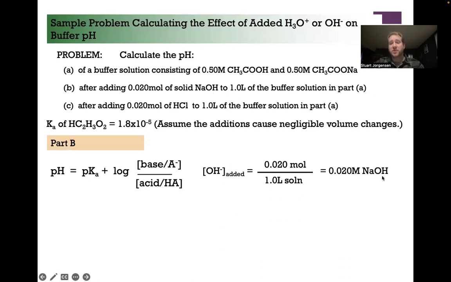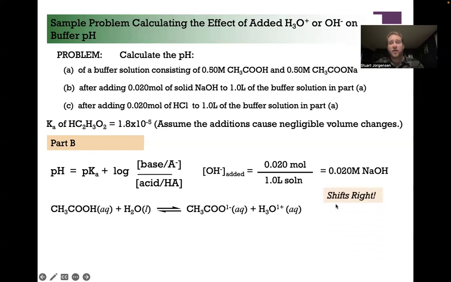Because we know when we solve for a molarity of our base, we end up with this molarity. If this is our equation, we add 0.5 of this and 0.5 of this. Well, our acid's going to get used up. It's going to react with that base. But whenever it reacts with that base, it's going to make more of that acetate ion. So we're going to end up making more of this. We're going to shift it to the right in terms of our equilibrium.